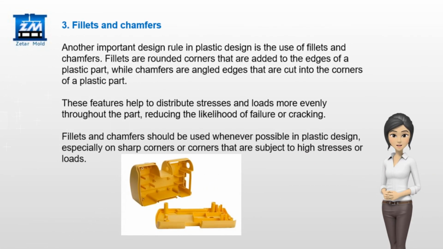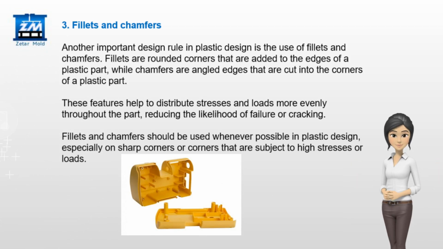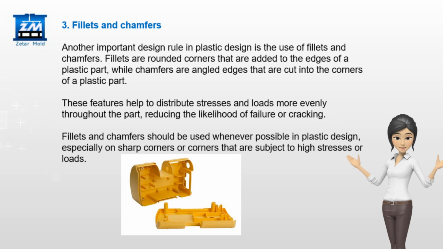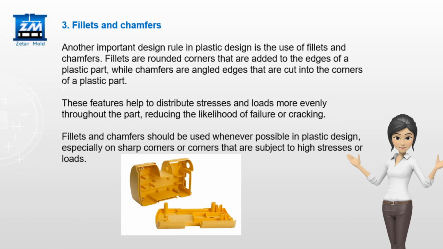Fillets and chamfers. Another important design rule in plastic design is the use of fillets and chamfers. Fillets are rounded corners that are added to the edges of a plastic part, while chamfers are angled edges that are cut into the corners of a plastic part. These features help to distribute stresses and loads more evenly throughout the part, reducing the likelihood of failure or cracking. Fillets and chamfers should be used whenever possible in plastic design, especially on sharp corners or corners that are subject to high stresses or loads.